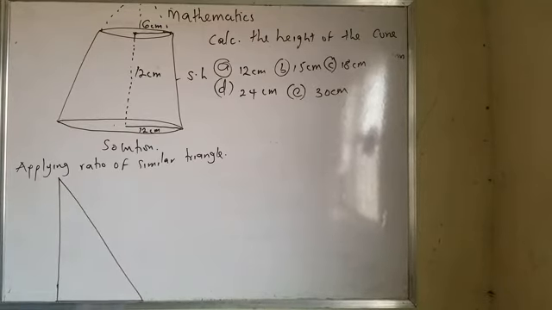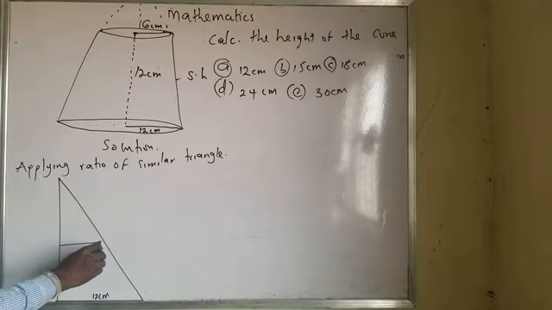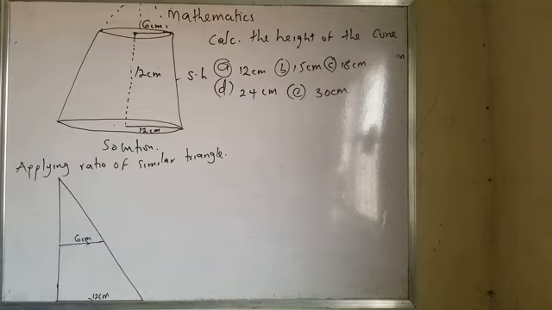Now, this is what I'm talking about. Here will be 12 centimeter, and here will be 6 centimeter. The lines are parallel. Now, from here to here is the 12 centimeter we are talking about, which is the height. Here to here, you don't know it. Call it x centimeter, which is the height of the cone.